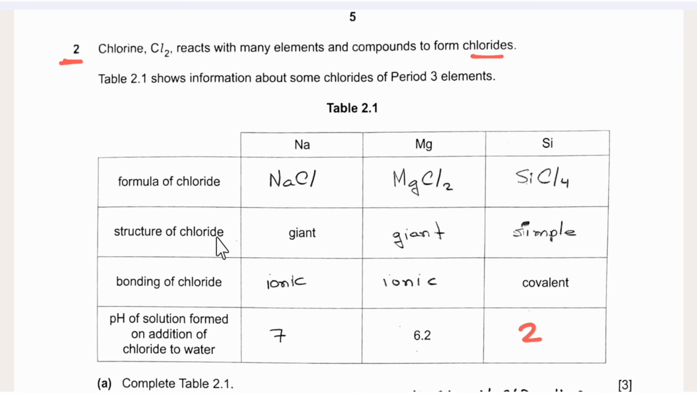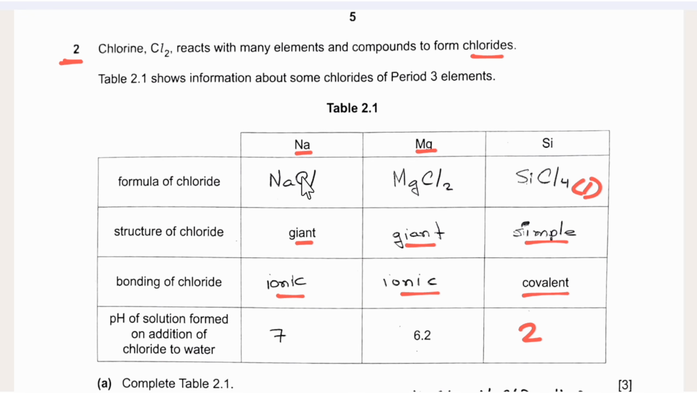Then the structure of the chloride. Sodium chloride is an ionic compound, so it has a giant ionic structure. Magnesium chloride is also an ionic compound, so it has a giant ionic structure. But silicon chloride has a simple molecular structure, so it exists as a liquid at room temperature and pressure. For bonding, sodium chloride has ionic bonding, magnesium chloride has ionic bonding, and silicon chloride has covalent bonding.